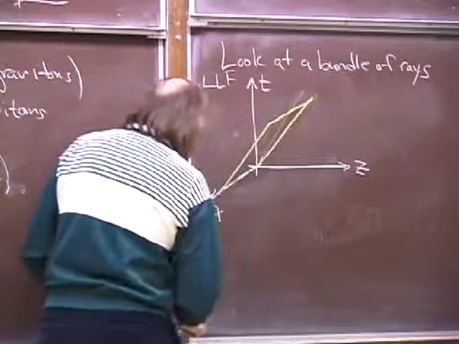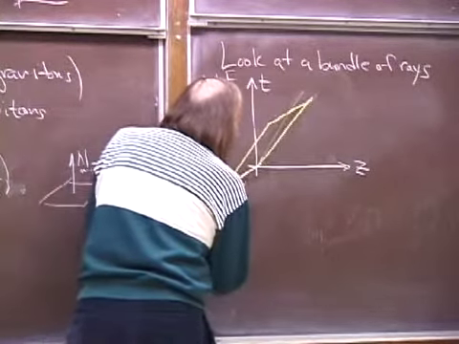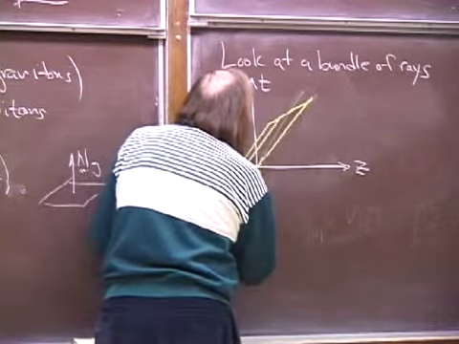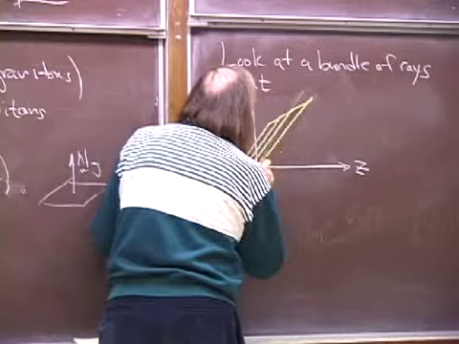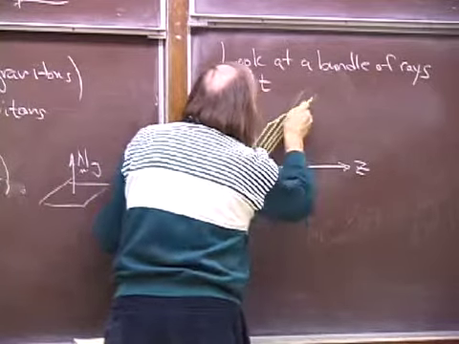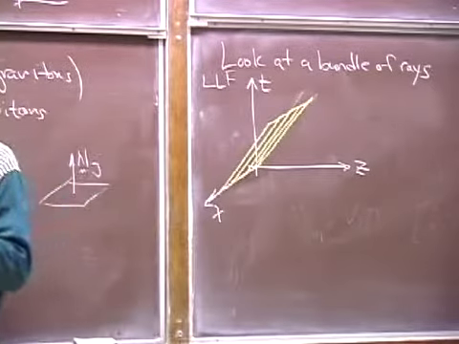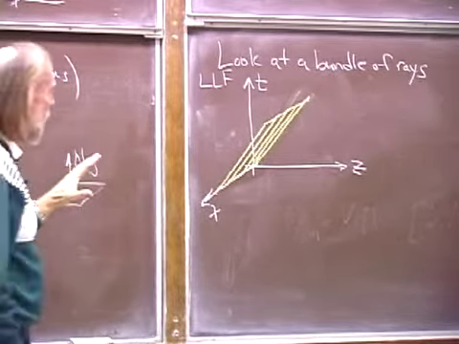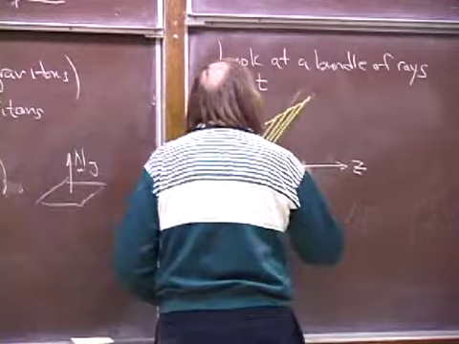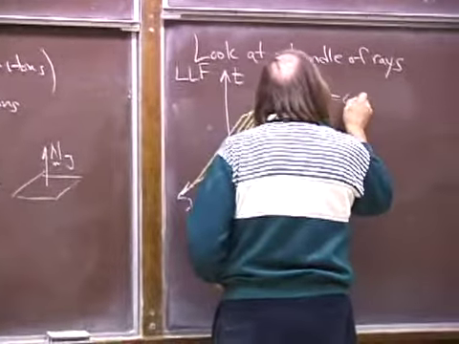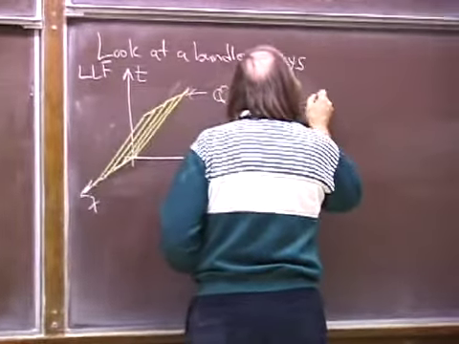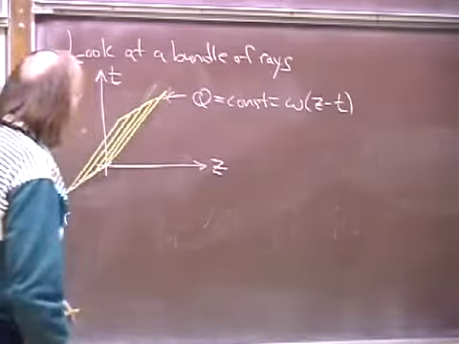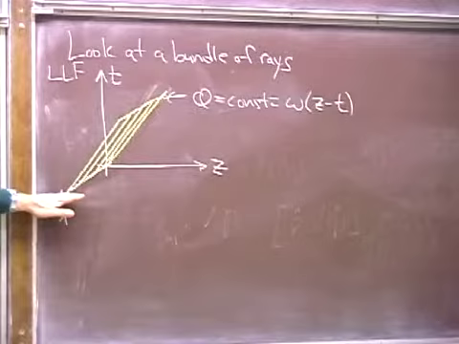So, the individual rays in here, here's one of the rays. It's just moving along at the speed of light. Here's another ray. So there are a set of rays that are the world lines of the gravitons that I was talking about. They all lie in the same surface of constant phase, phi equal constant, equal omega times (z minus t). So that's the same thing as z minus t equal constant, which is the surface I've drawn.